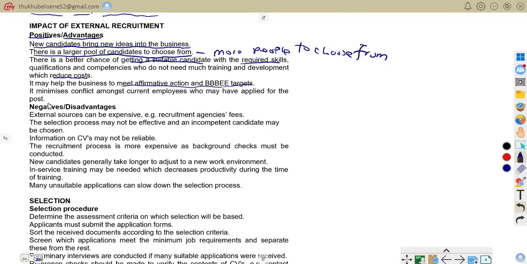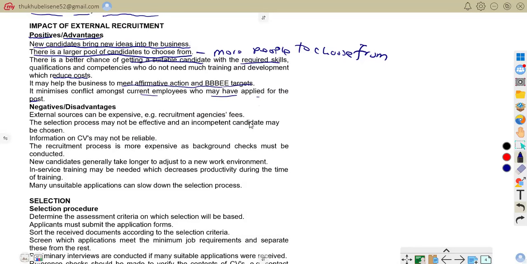It minimizes conflict amongst the current employees who may have applied for the post. So it minimizes conflicts among the staff. No jealousy since the candidate is from outside. There will be no resentment as the employee comes from outside. The employees are not going to feel overlooked when an outsider is hired.